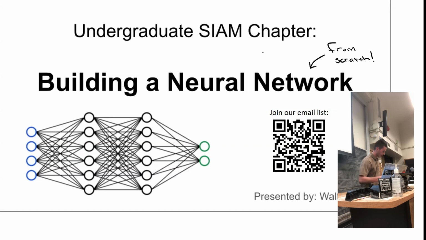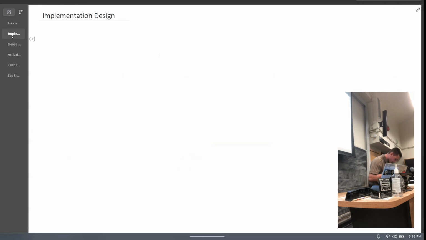Okay, I'll go ahead and start. So the first thing I'm going to do is a bunch of math. I'm going to lay out how these things work in an abstract sense, given our tools of calculus and linear algebra, and then we're going to convert that over to Python. So I'll start with our overall implementation design.